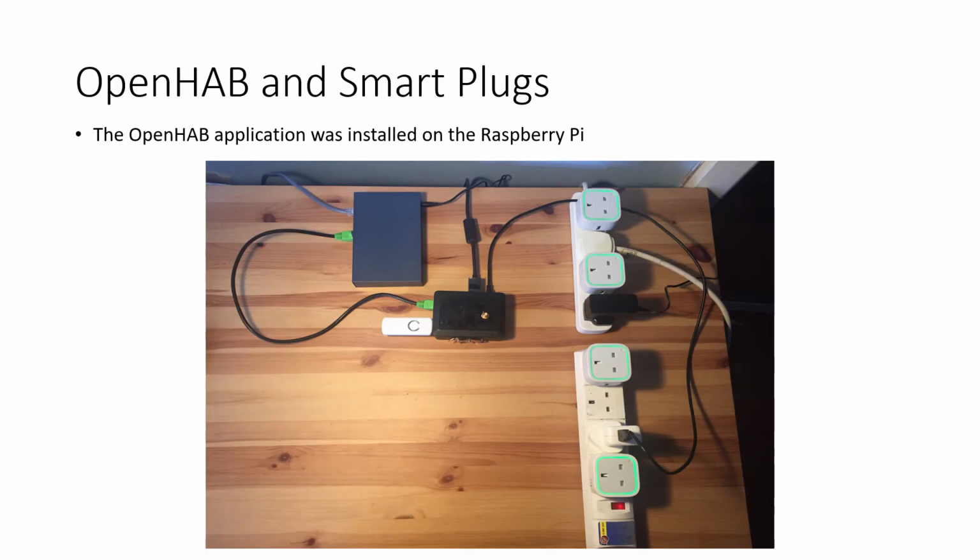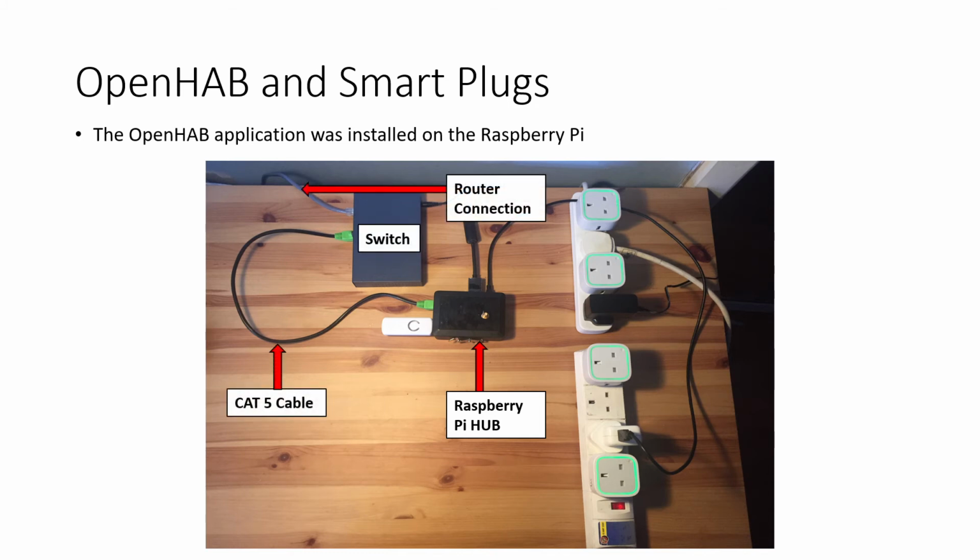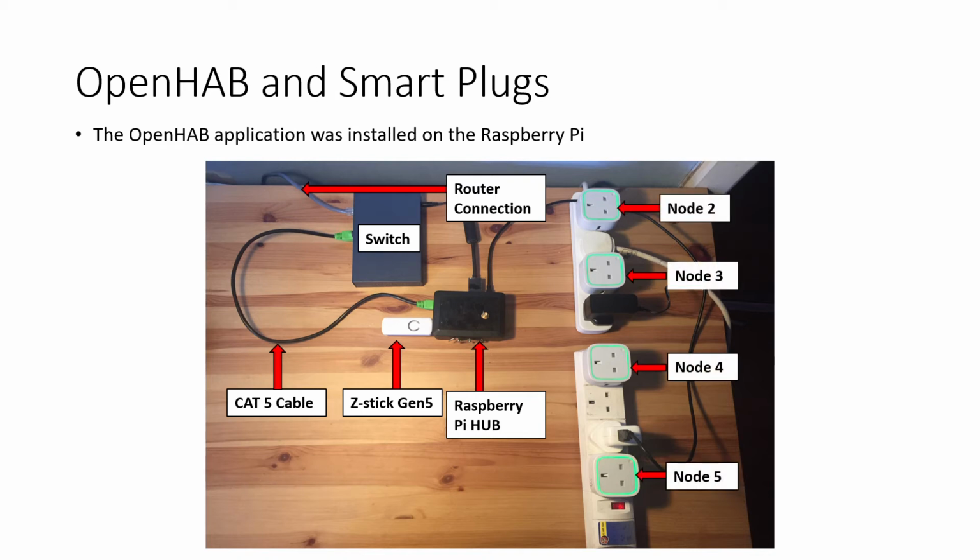The OpenHAB application was installed on the Raspberry Pi hub. The hub was connected to a network switch which had a router connection to allow internet access. The Raspberry Pi does not have a Z-Wave antenna, so instead a Z-Stick Gen 5 was used, which is a USB Z-Wave antenna. The smart plugs were then configured in OpenHAB so they could be controlled on and off.